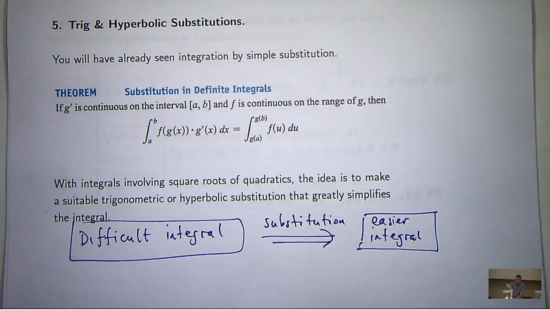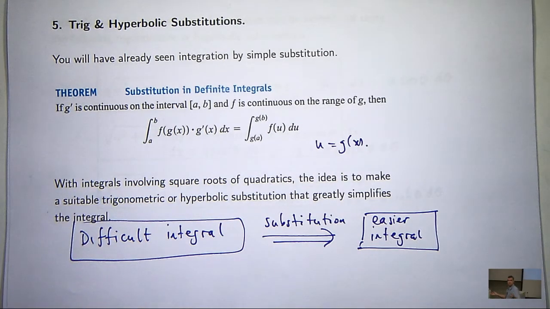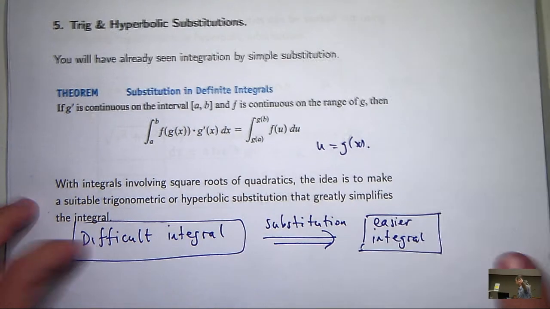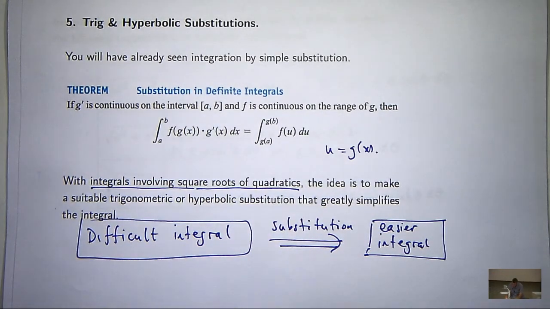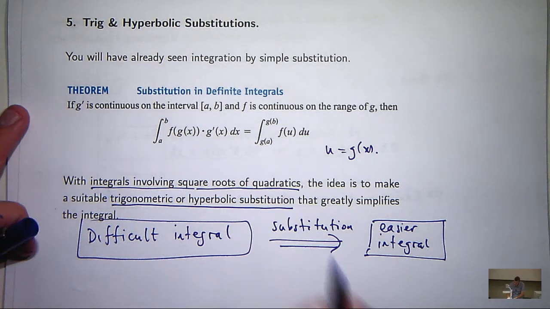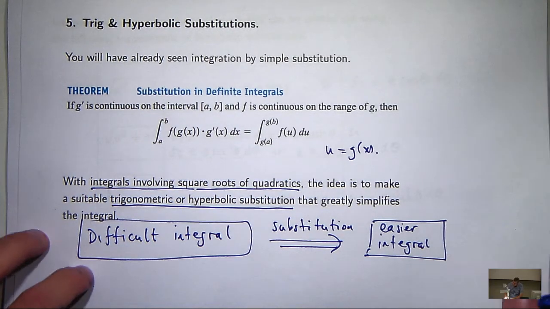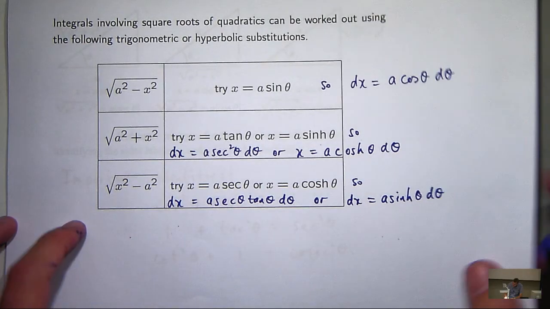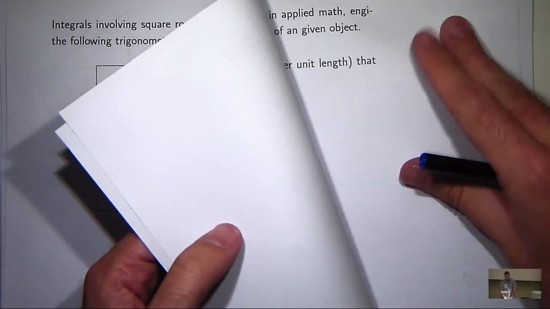in this theorem, it's just making a substitution, u equals g of x, okay? It's essentially just running the chain rule backwards. That's all it is. Now, for integrals involving square roots of quadratics, we use a trig or hyperbolic substitution. Some of you again may have seen this before. Before we get to that though, I want to show you an example of where these things crop up.